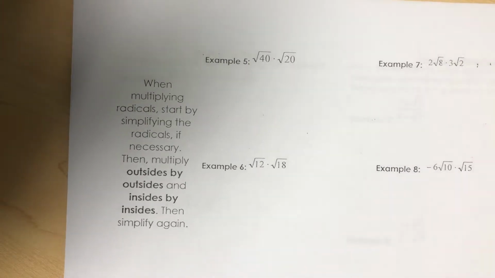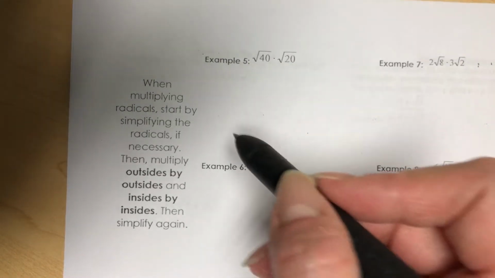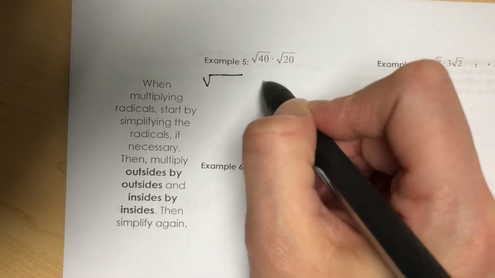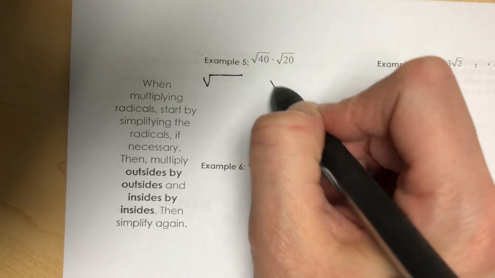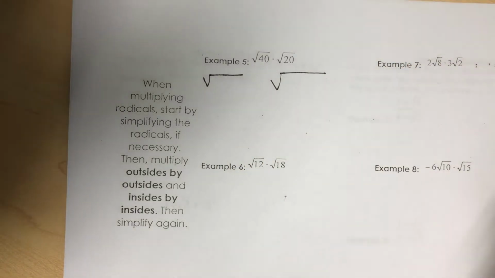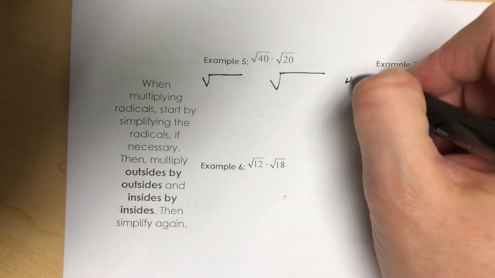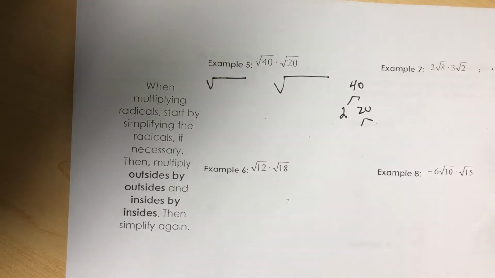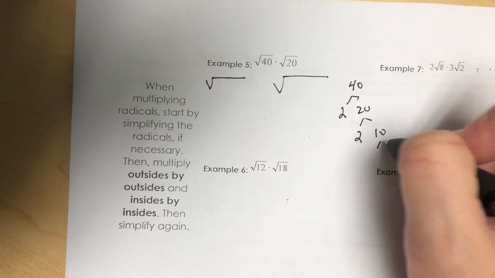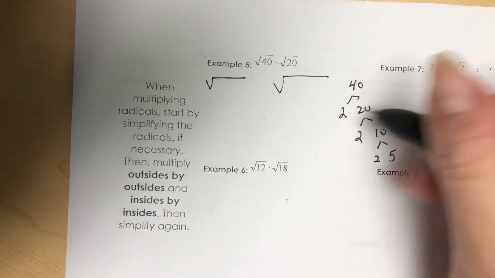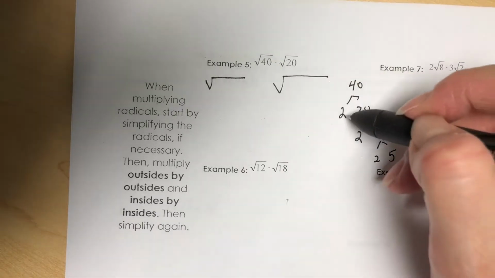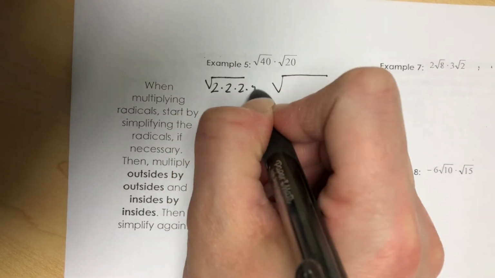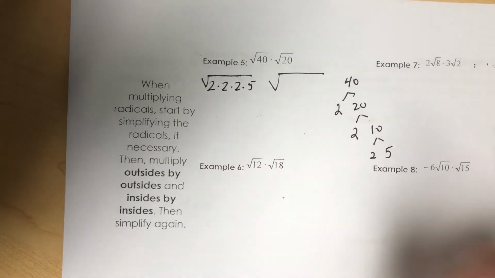Okay, so in example 5, we're going to start by simplifying our radicals. So we got the square root of 40, which we're going to rewrite, and we got the square root of 20, which we're going to rewrite. So let's do a factor tree for 40. That's 2 times 20. 20 is 2 times 10. 10 is 2 times 5. These are all prime. So 40 is going to get replaced with 2 times 2 times 2 times 5. And that's all under my radical.